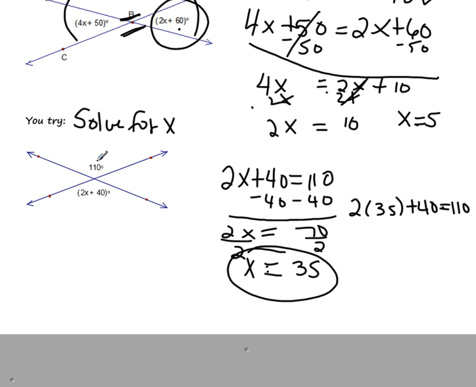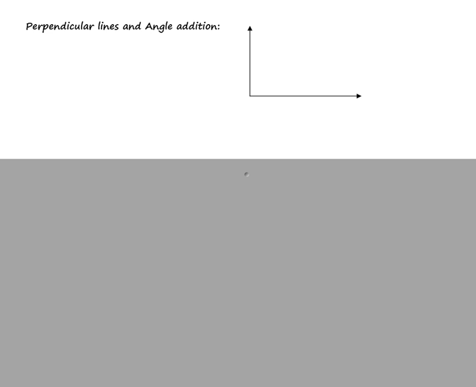Okay, so here's how I set it up. Vertical angles are congruent. So I set 2x plus 40 equal to 110. You could have done 110 equals 2x plus 40. It doesn't matter. Remember, that's your symmetric property right there. You can flip it. Okay, so I solved for x. I got 35. I plugged it back in. It did equal 110. So I am good to go. Hopefully you are too. Okay, the next thing we're going to talk about is perpendicular lines.